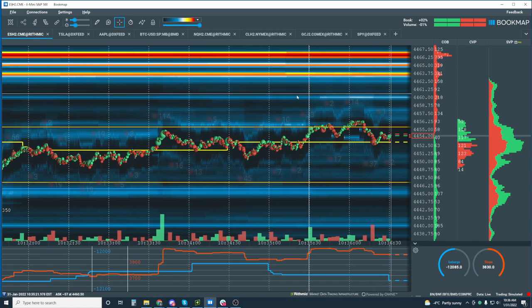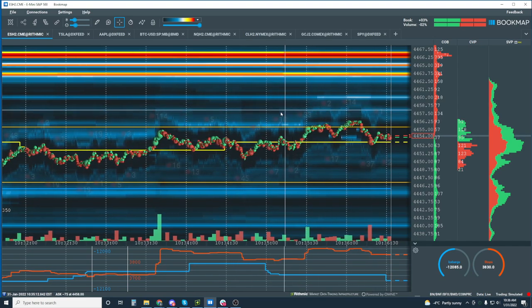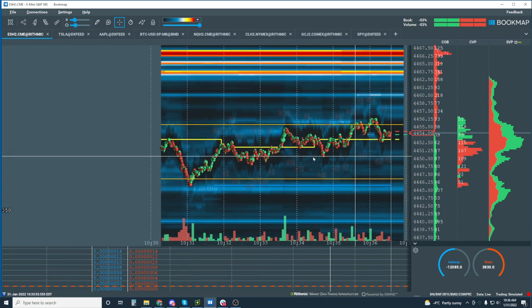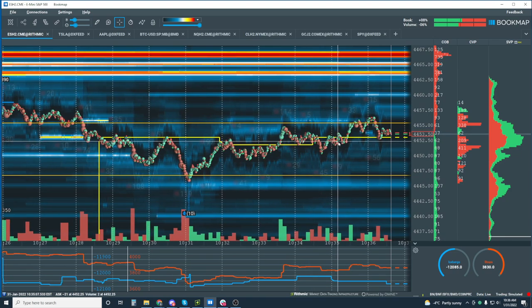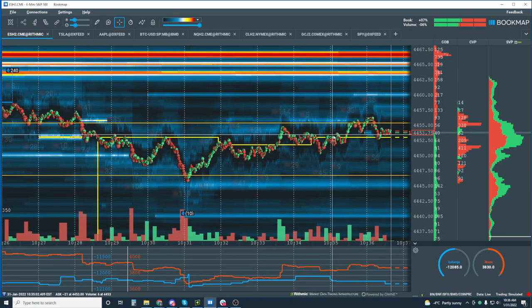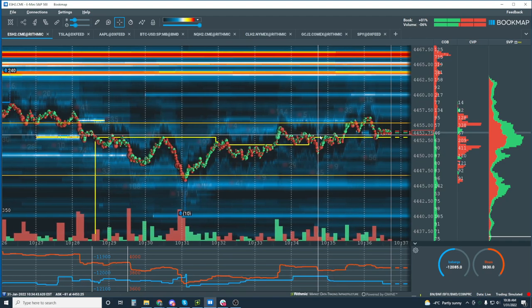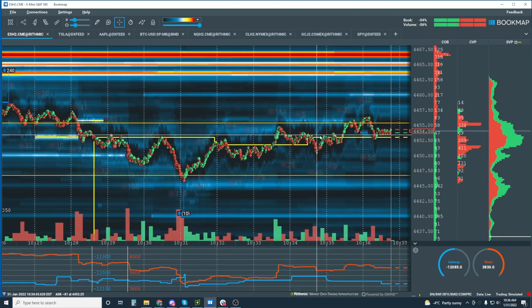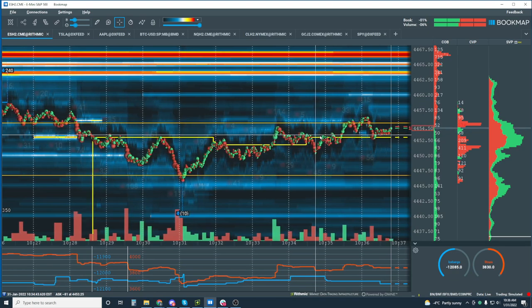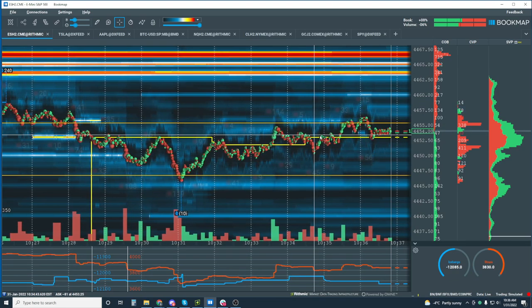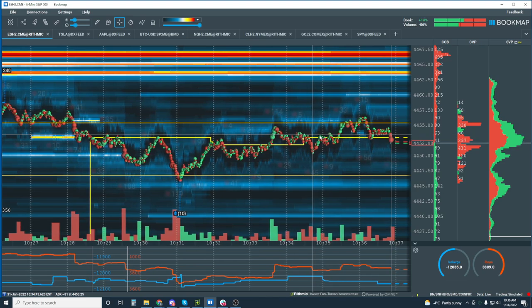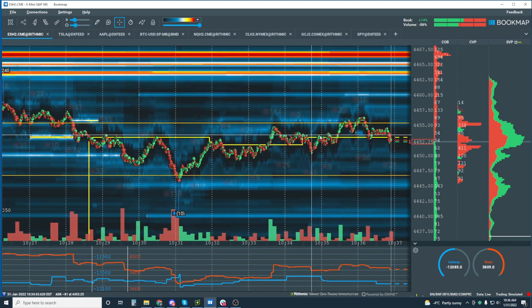Now, this is value here, right? So we're looking for something to move away from value. And for that to happen, it has to be done on size. So we're looking for big green dots to pull it away from value. Okay, I'm not getting it yet.